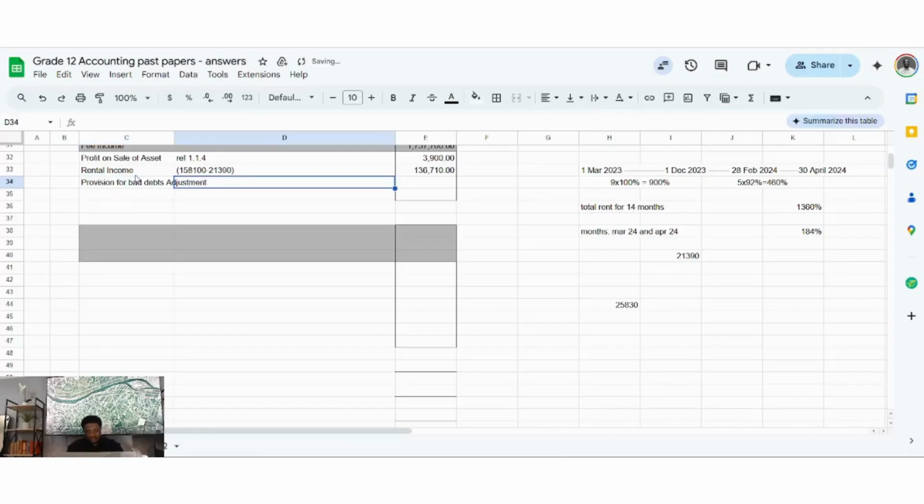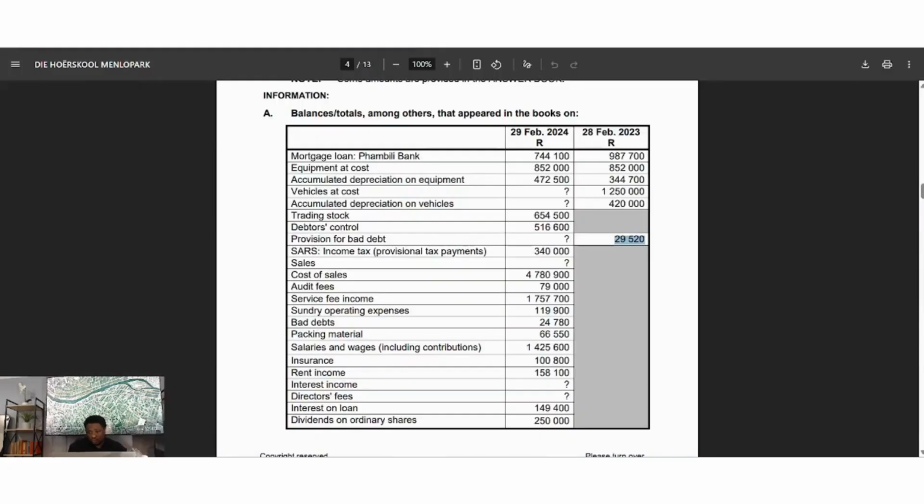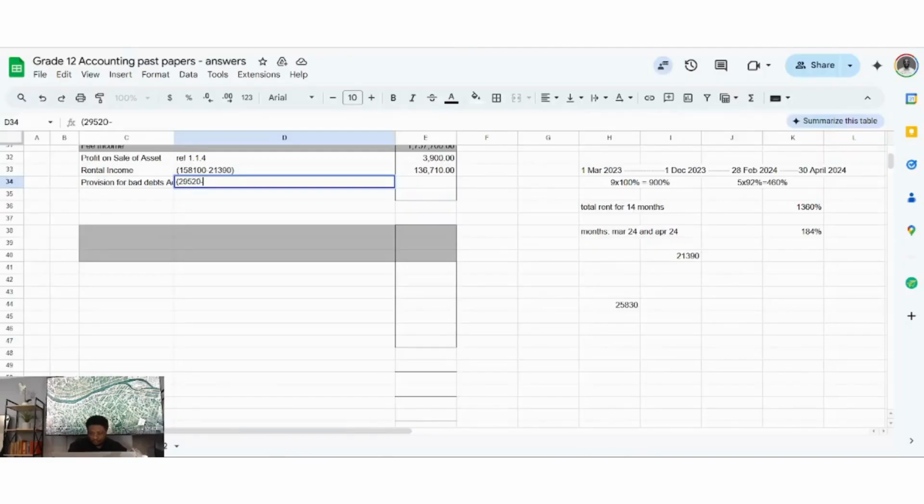Okay, and then we're going to calculate it as 29, because it's 29, how much? 29,520 minus 25,830, and then that is going to give us, let's see, how much does it give us? It gives us 3,690. All right. Cool. So I hope that this does make sense.